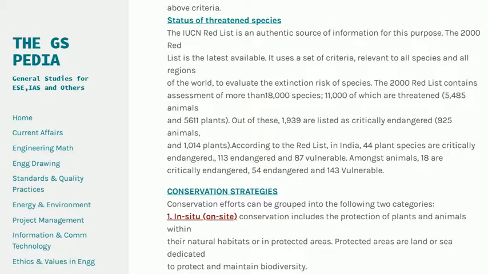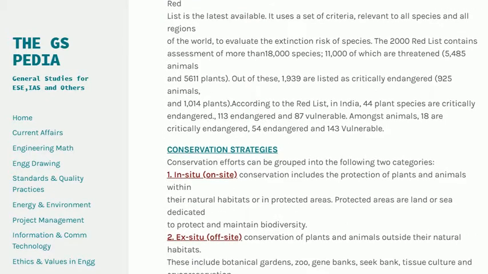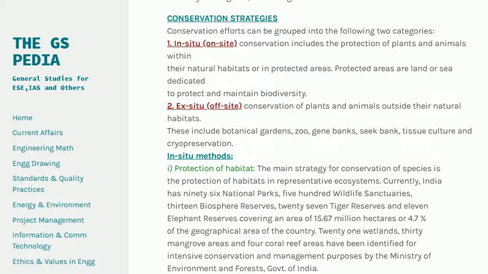Amongst animals, 18 are critically endangered, 54 endangered and 143 vulnerable. Conservation strategies. Conservation efforts can be grouped into the following 2 categories.